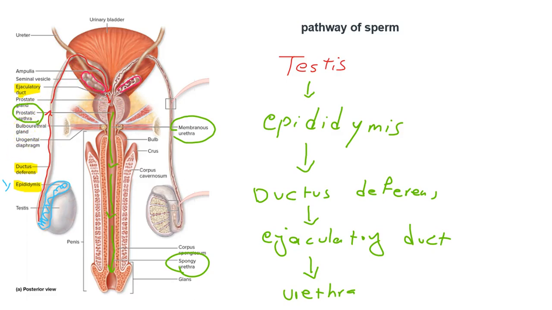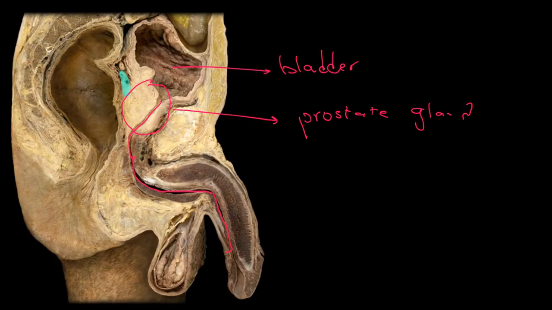And then let me bring you back to this picture, through the sagittal section of the male pelvic cavity. So here we're going to be on the posterior of the urinary bladder, and this gland is the seminal vesicle gland. So this highlighted structure is the seminal vesicle gland.